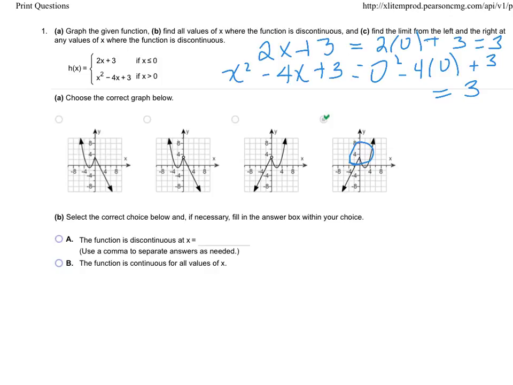So for that reason, the function is never discontinuous, and the correct answer is the function is continuous for all values of x. And then because of that, for part C, we don't need to find the limit from the right and left because the function is continuous for all values of x.